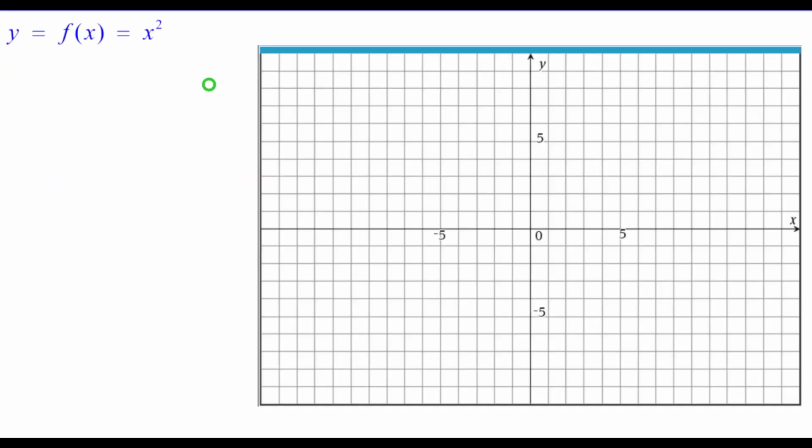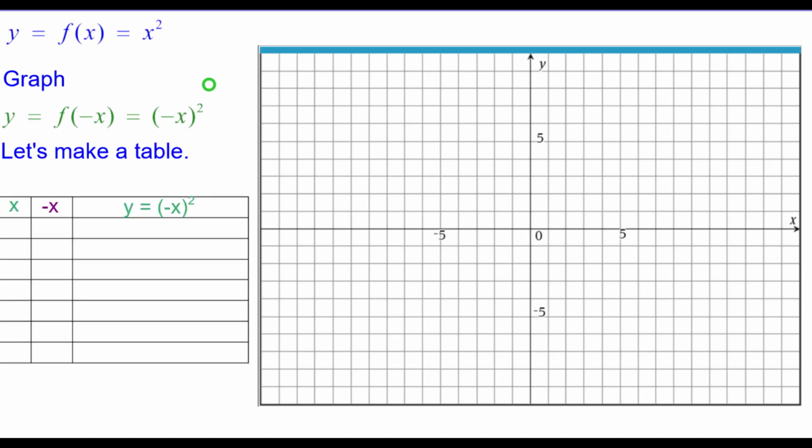Let's begin with the function y equals f of x, which equals x squared. We want to graph y equals f at the opposite of x, which is the quantity of the opposite of x, squared. Let's make a table. We have 3 columns in this table. We'll start with our 7 normal values for x. But notice we have to take the opposite of those values and then square them. So we'll do that one at a time.